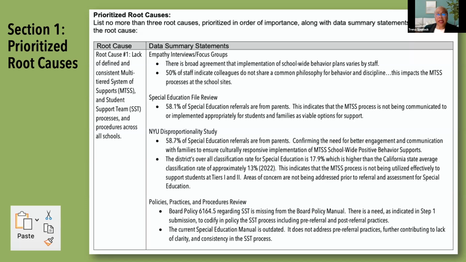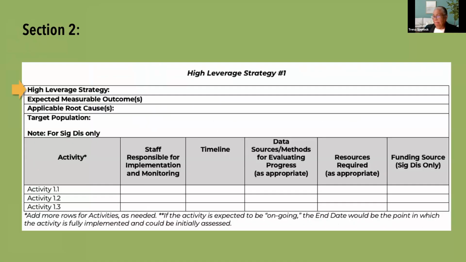Margaret's going to walk us through the next portion of the plan. Margaret? Thanks, Trena. Now, in section 2, we're going to get down to some new content. This section has several components. The template has room for 2 high leverage strategies. Under each high leverage strategy, you'll enter the related measurable outcomes, the root causes, the target population, and the activities. We will walk through each of these components.